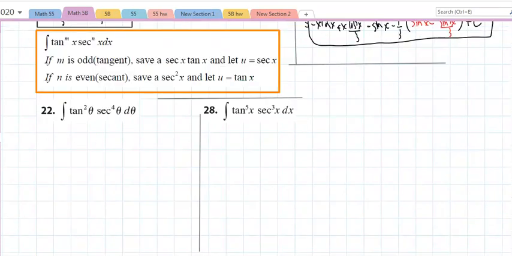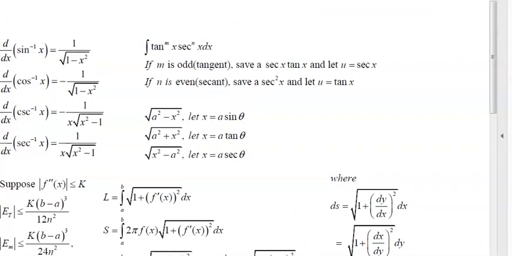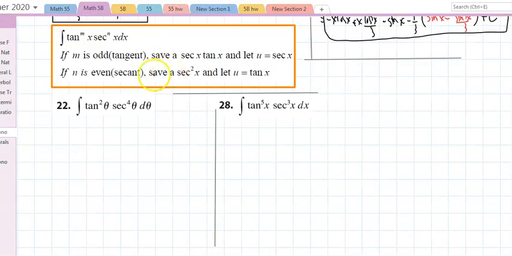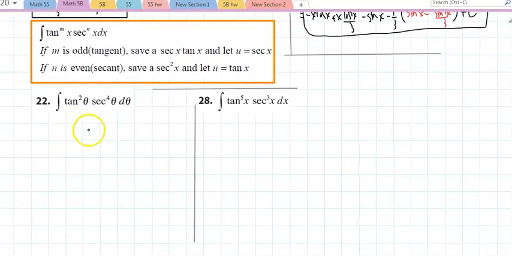Now, the rules for tangent and secant are slightly different. Now, I do provide this formula on your test. For this coming test, this is all you need. So, derivative of inverse sine I provide, cosine I provide, cosecant, secant. I provide this rule, which I'm putting in your notes. The rest will come back later. So this rule right here that you see is actually right there, and this is what it says.